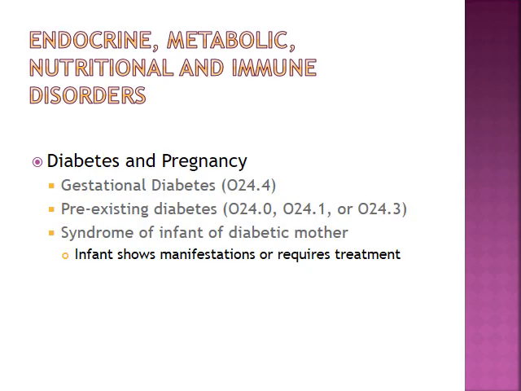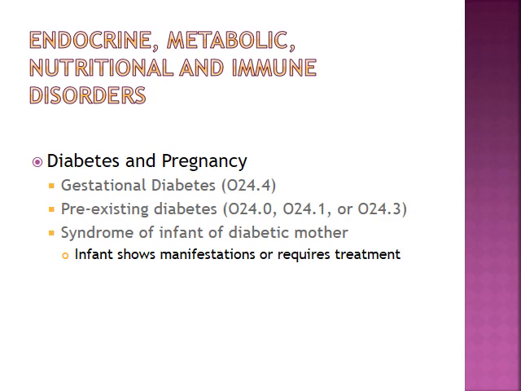Diabetes can occur only during pregnancy. Diabetes that does occur only during pregnancy is referred to as gestational diabetes. Gestational diabetes is coded to the subcategory O24.4 with the additional appropriate characters.